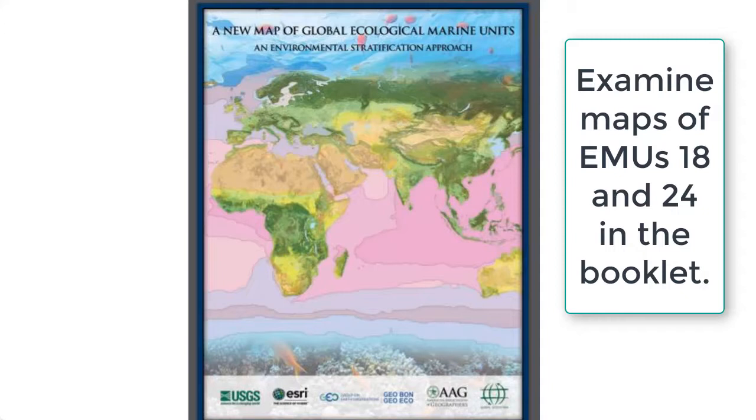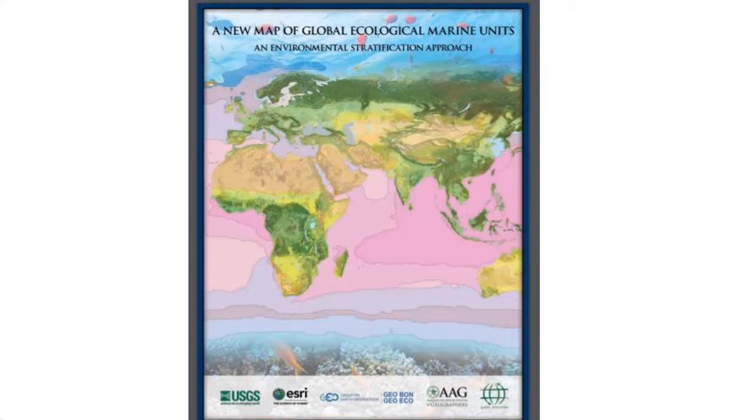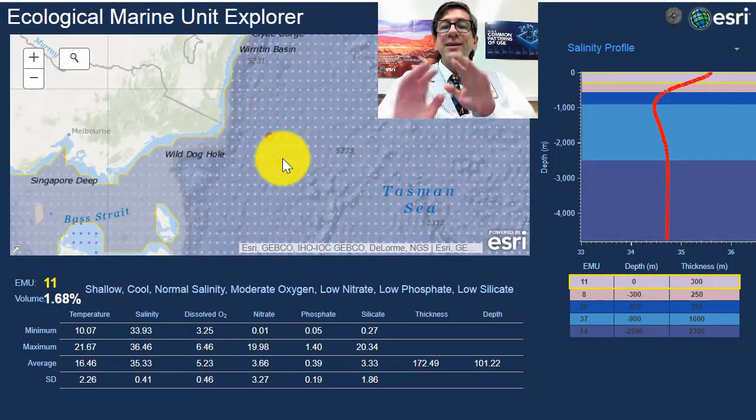Scroll back up to the table. Was your hypothesis correct? Note the high amount of dissolved oxygen contained in ecological marine units 5 and 16. Now, knowing that cold water can hold more dissolved oxygen than warm water, predict the location of EMUs 5 and 16. Scroll back up to the map. Was your hypothesis correct? Now let's examine Australia's ecological marine units, folks.